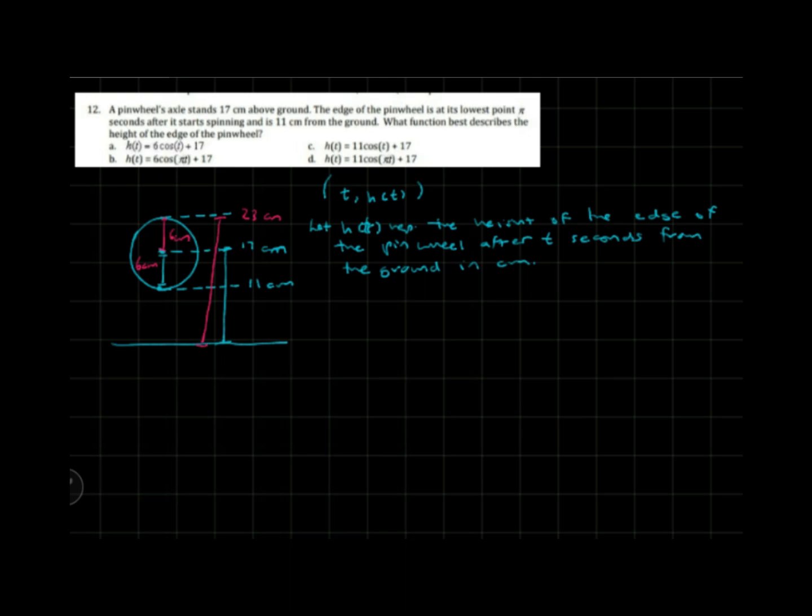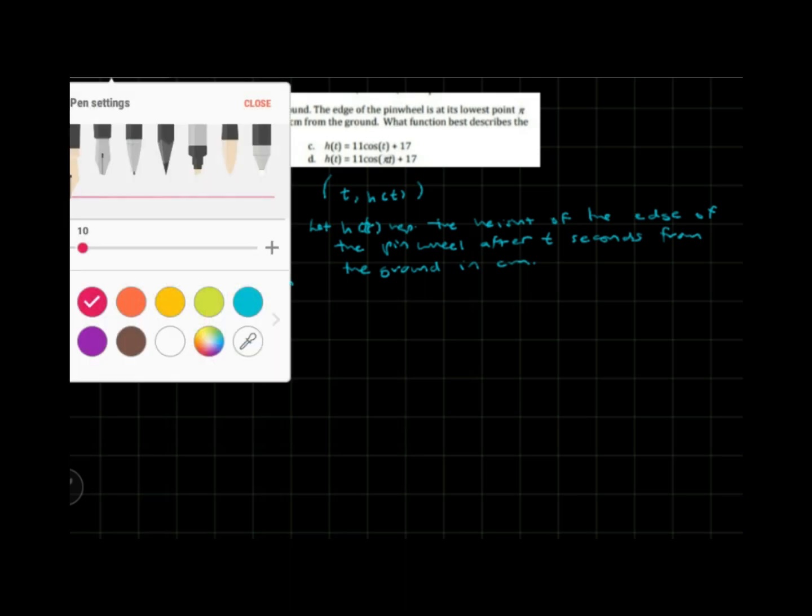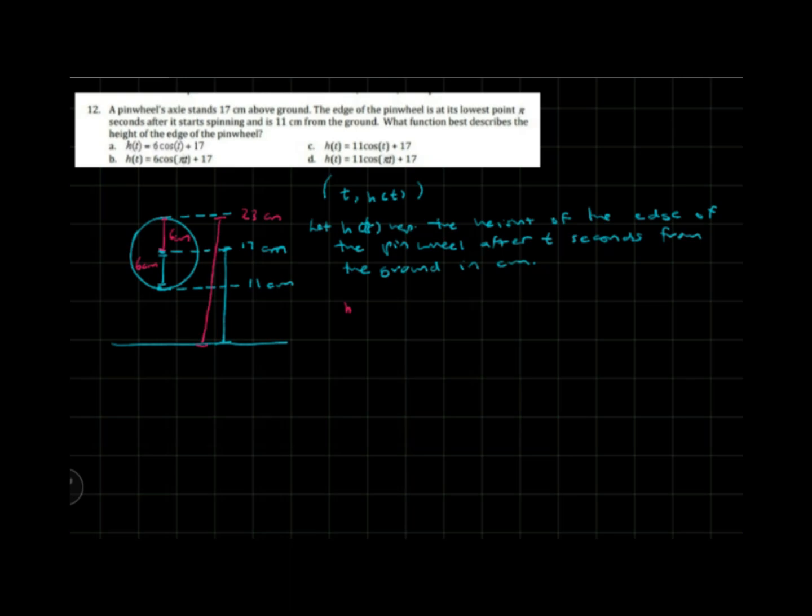Okay, so if we're looking at a function for the edge of the pinwheel, let's say that we are using a positive cosine function. Well, if you're using a positive cosine function, h of t is equal to a cosine of kt minus h, plus c. Now, a positive cosine function will start at its maximum point. So it's going to start at 1, then reach the horizontal axis at pi over 2, and so forth, right? And at pi, it's going to reach its lowest point.